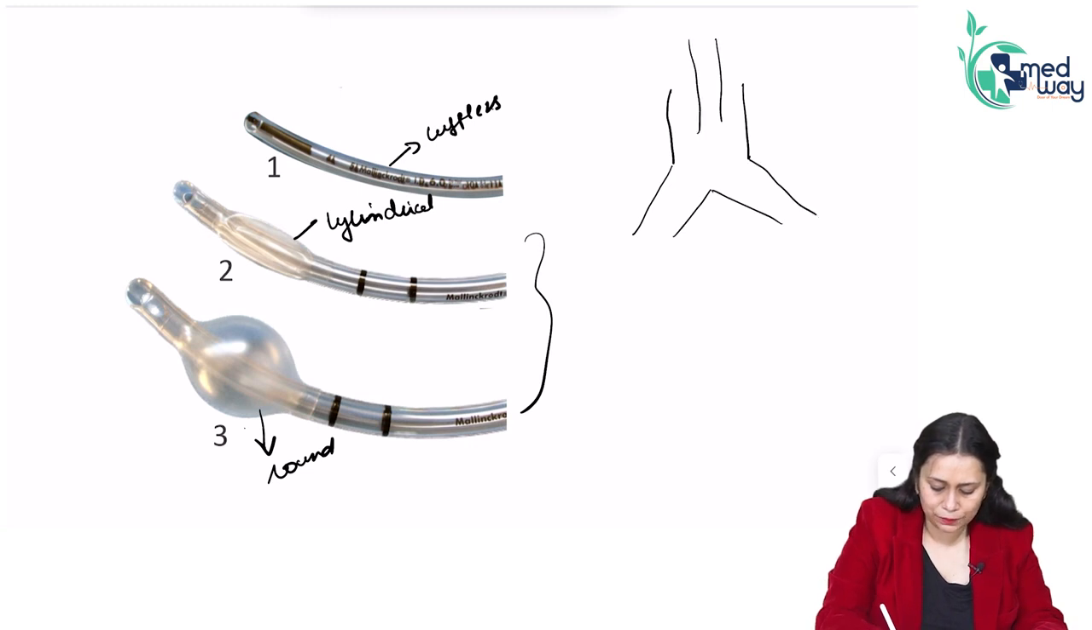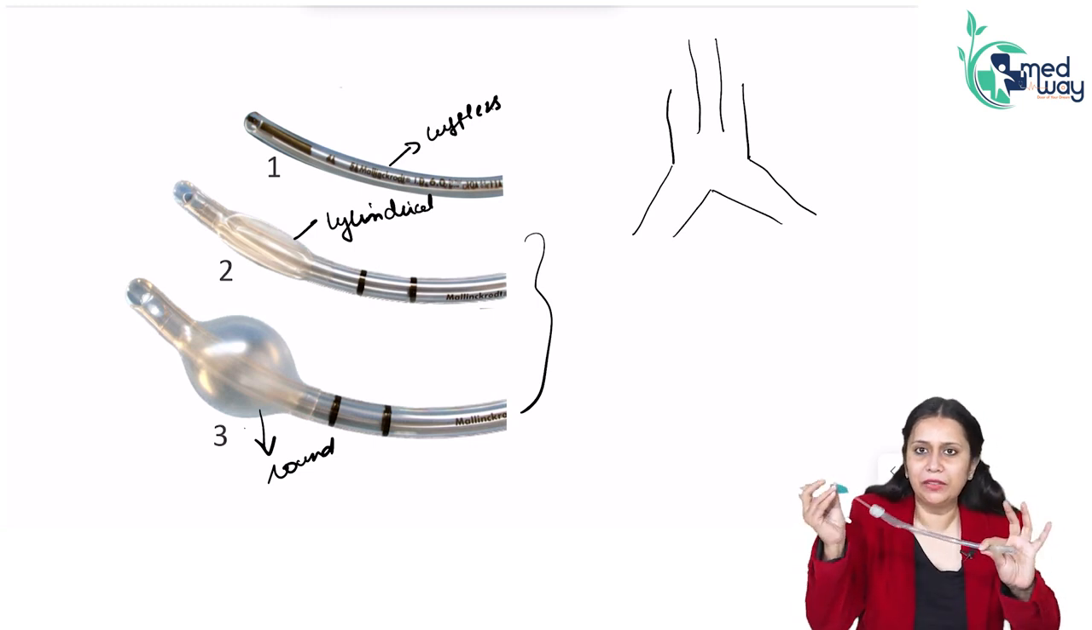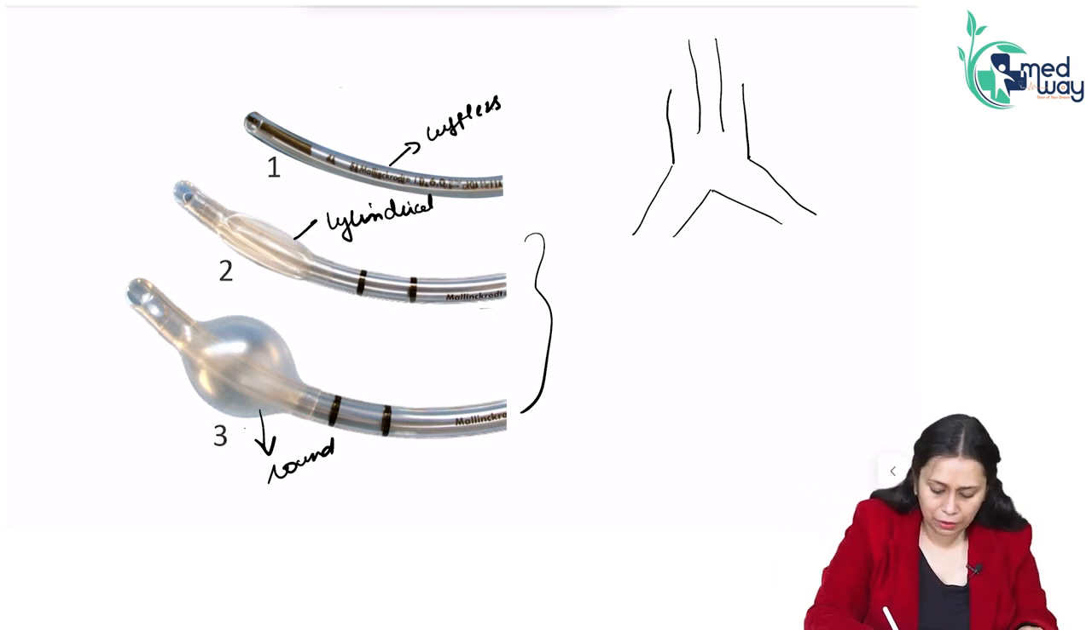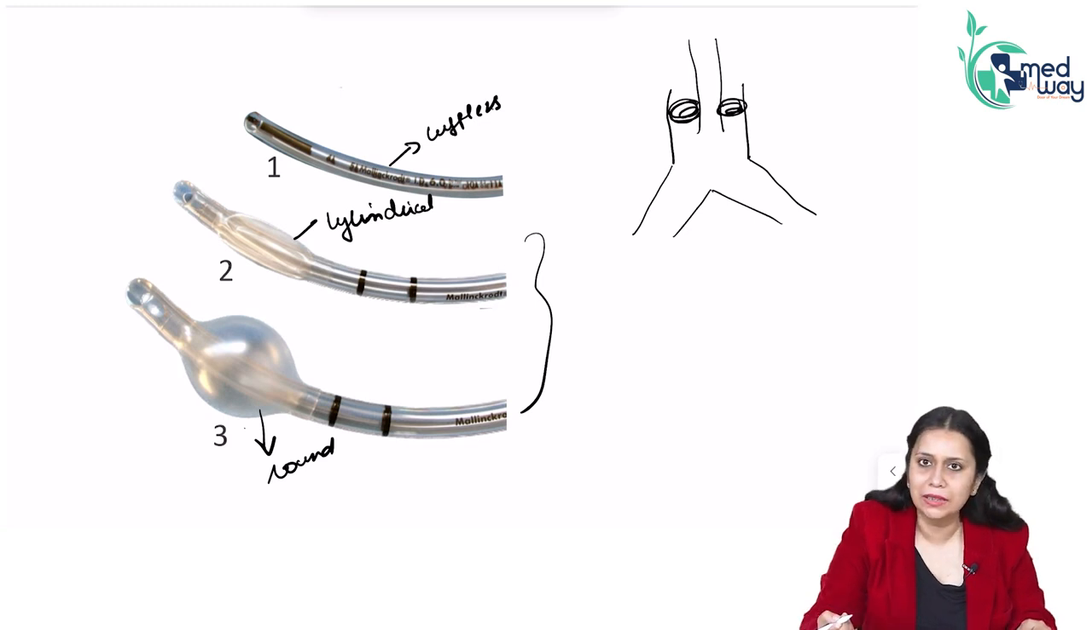When I insert the tube and, with the help of this pilot balloon, we inflate the cuff, the cuff forms a seal in the trachea. Now no oral secretion will go into the respiratory tract, and neither will there be a loss of gas when we are ventilating. It creates a seal for positive pressure ventilation.